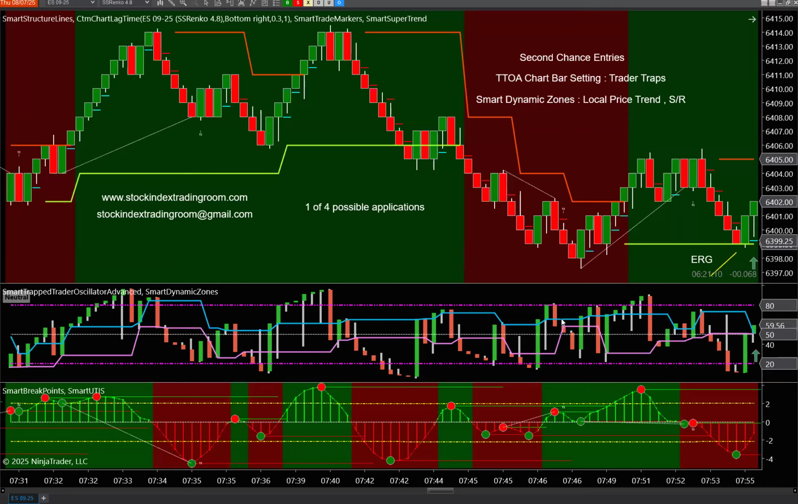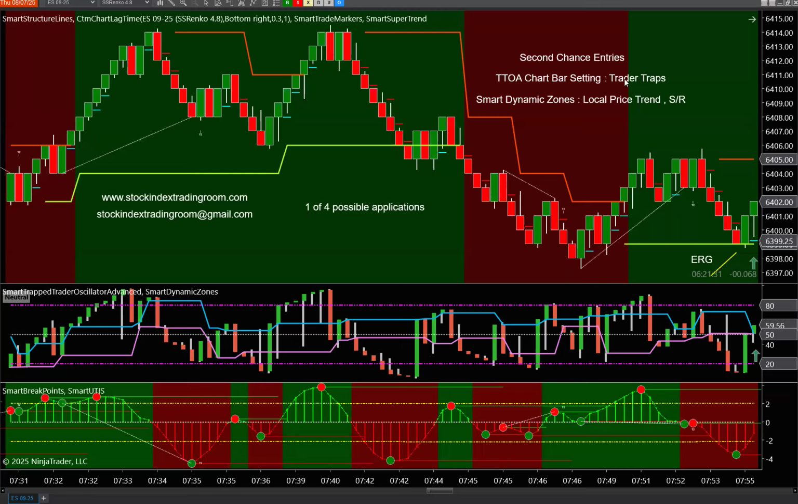And we have this blue and pink overlay, many years in the works, smart dynamic zones. We'll show you one application. I could spend several weeks just on it. We teach all of this in the room, but not all at once, right? That would be confusing, even for great traders.